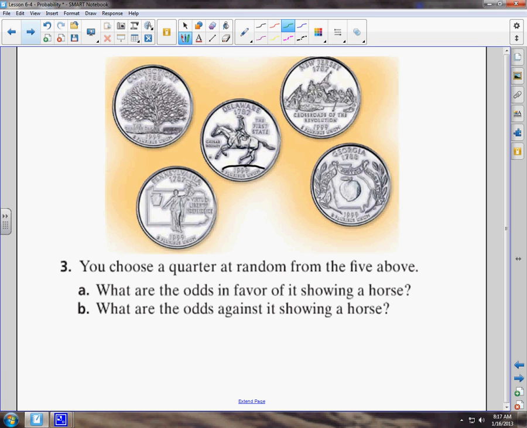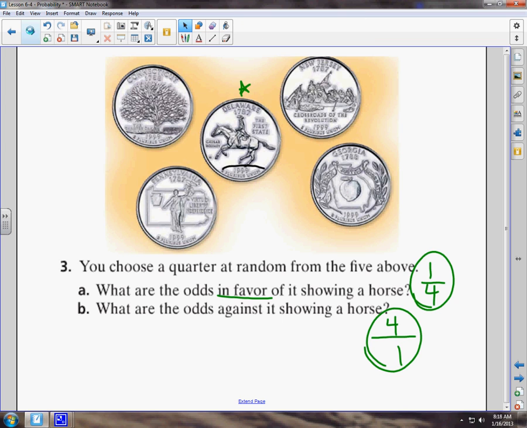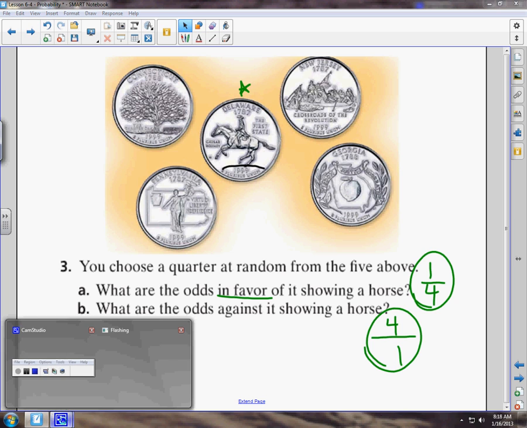Okay, so the odds in favor of it showing a horse means in favor goes on top. So that would be 1 to 4. 1 to 4 ratio or odds. 1 has a horse, 4 do not have a horse. What are the odds against it showing a horse? You would do the opposite. You'd put the odds against it on top over 1, so it would be 4 to 1. All right, that is it for your notes for 6.4.